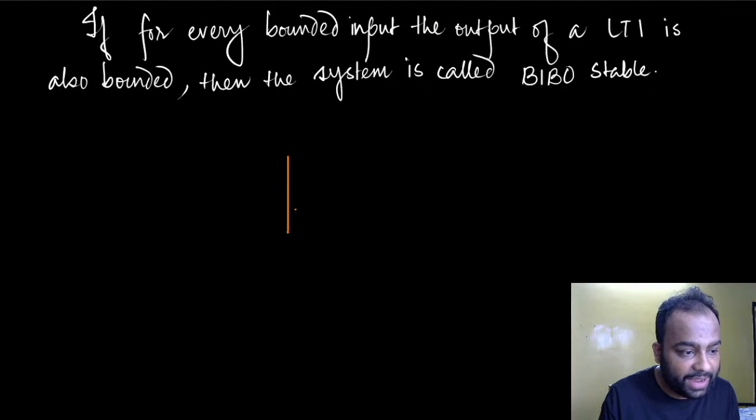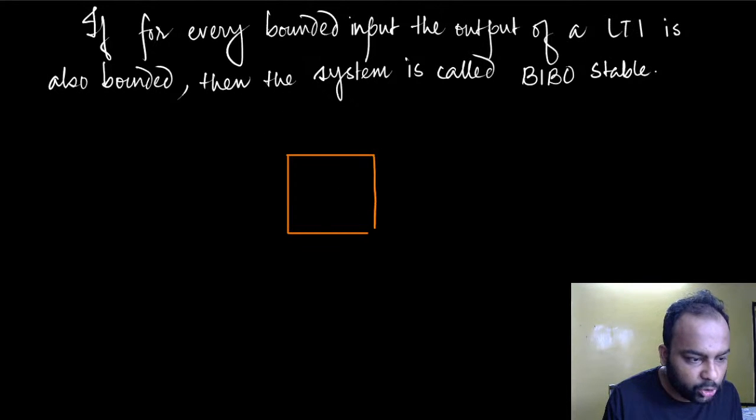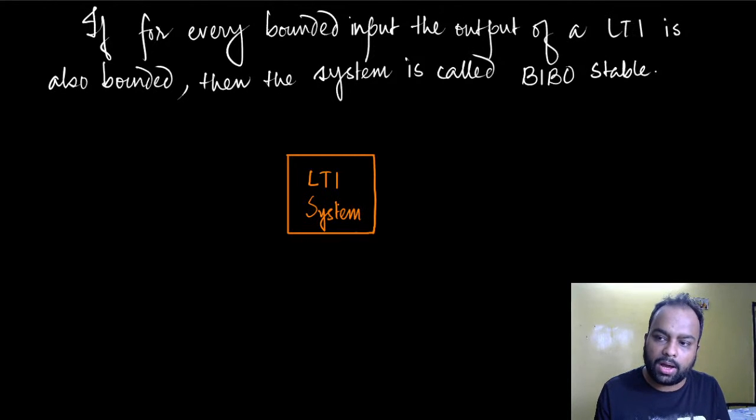I'm saying that if I have a system, again, it has to be a linear time invariant system, otherwise this definition won't even work. So I'm saying I have an LTI system. Again, you understand what linear is, right? If you don't understand what linear is and you are still attending this, that would be unfortunate.